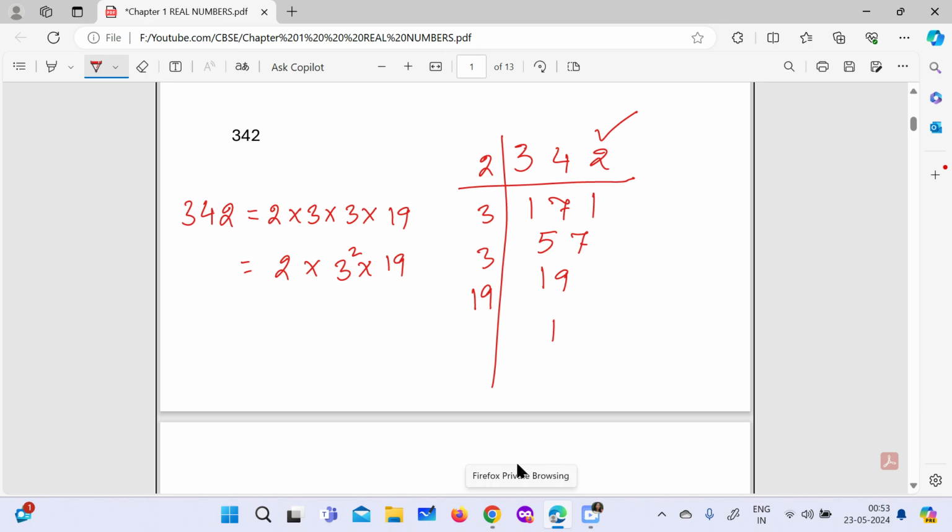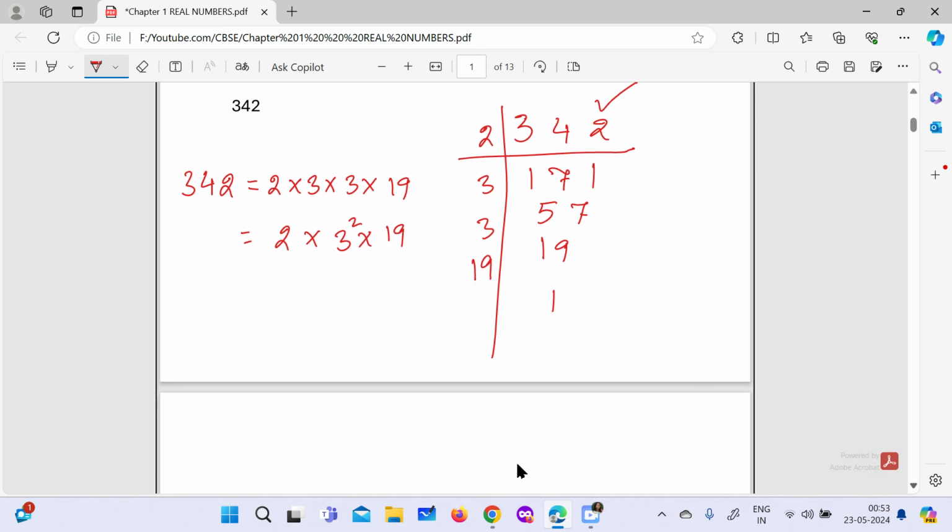You can write this in any order. Order doesn't matter. You only have to remember that according to the Fundamental Theorem of Arithmetic, the prime factorization of any number is unique, irrespective of its order. Now, let's go to the next one.